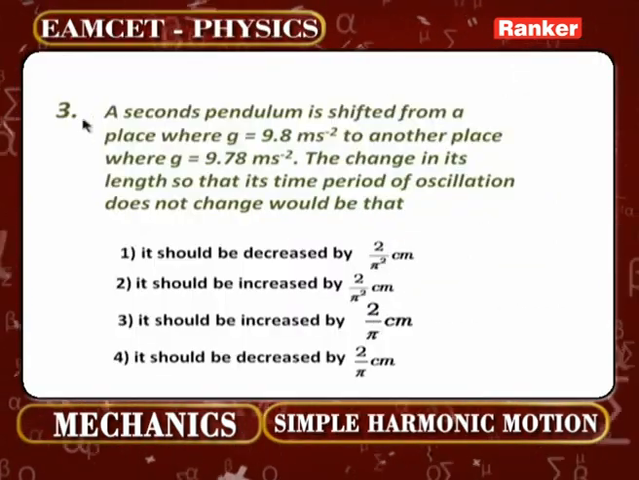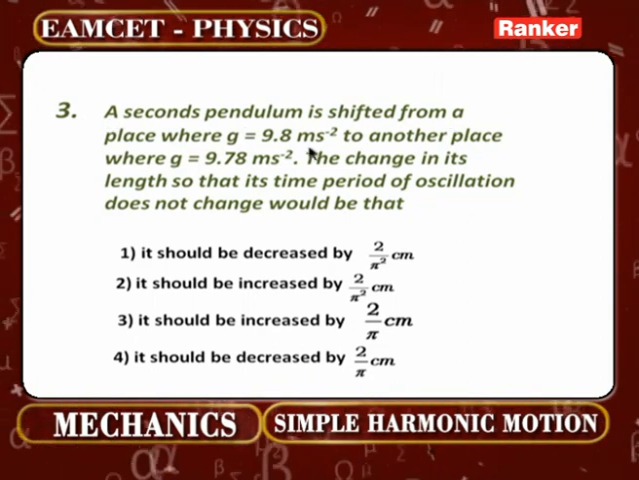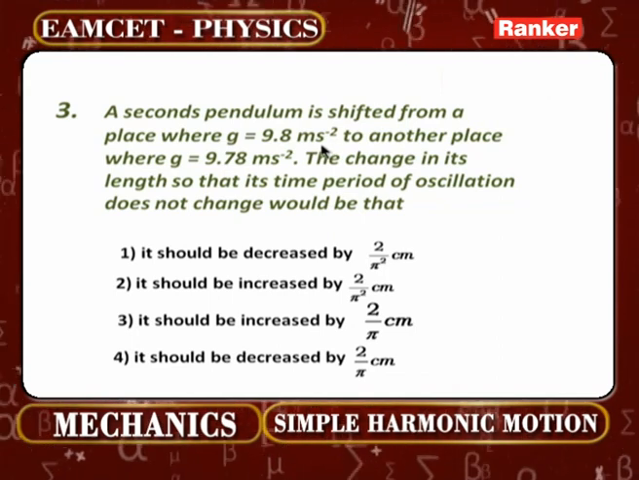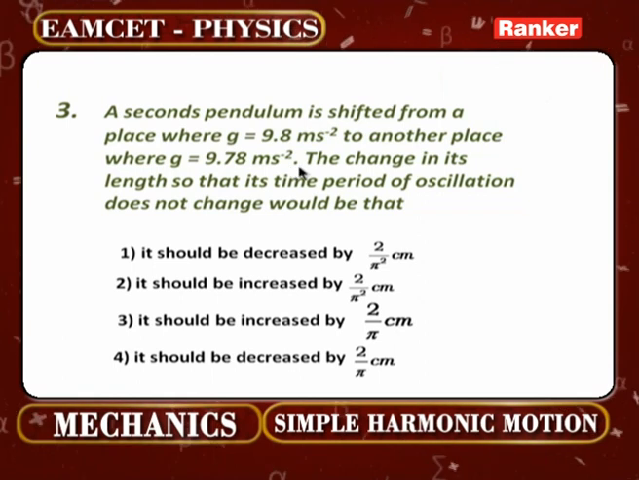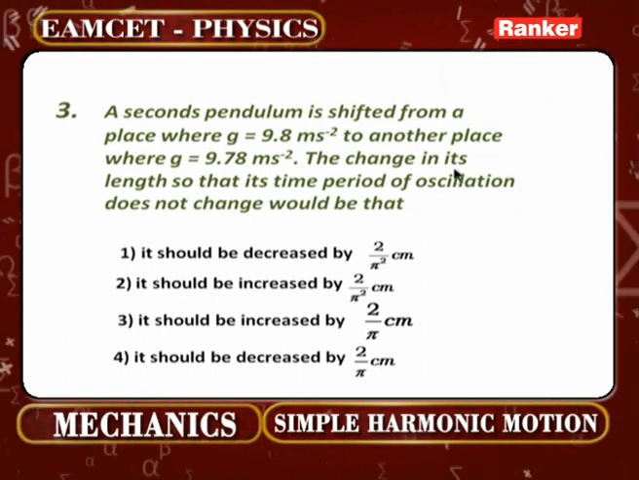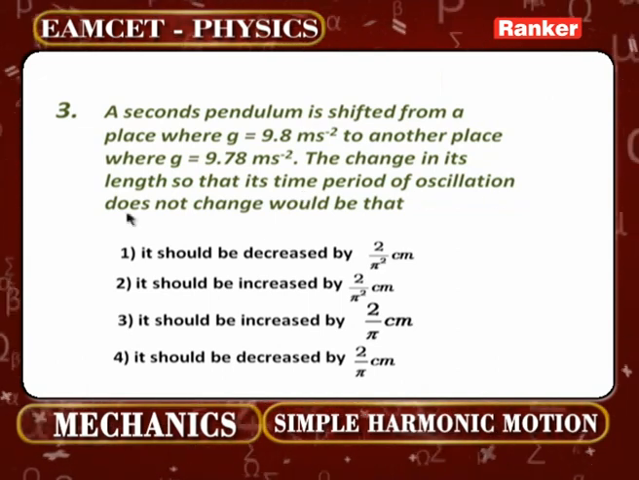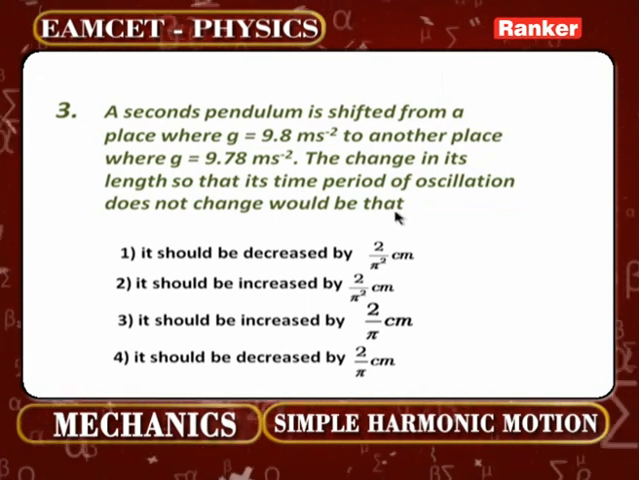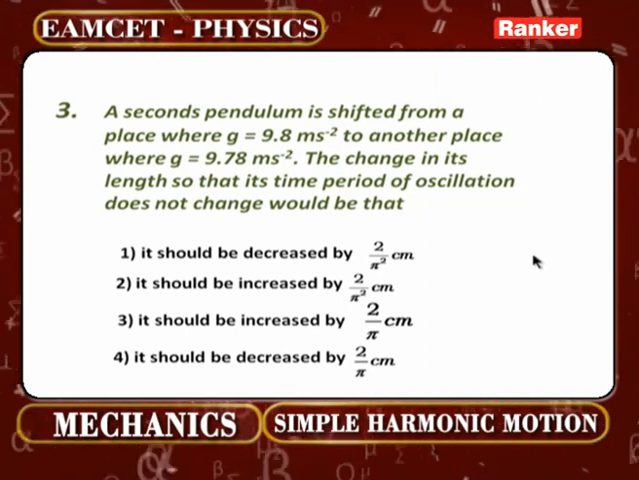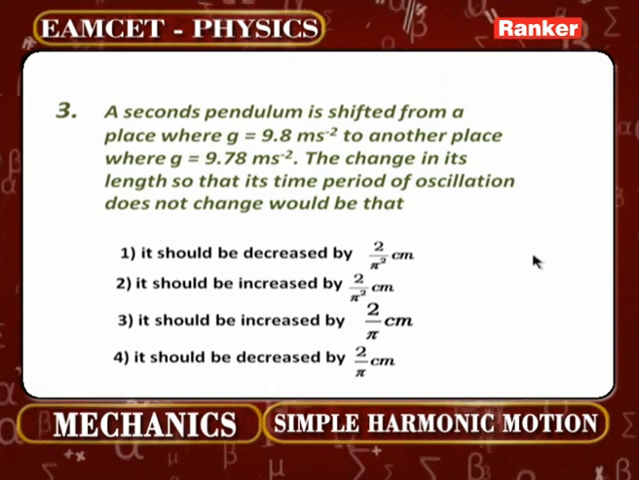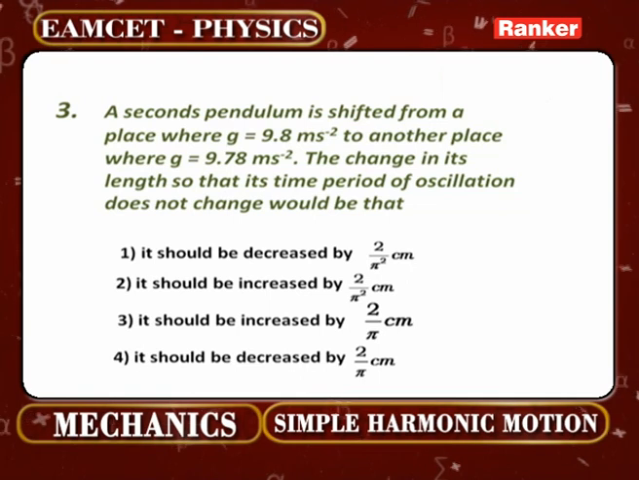Problem number 3. A seconds pendulum is shifted from a place where g is equal to 9.8 meter per second square to another place where g is 9.78 meter per second square. The change in its length so that its time period of oscillation does not change would be that. How much it increases or how much it decreases, that is the question being asked. But one thing should be remembered first of all, this question has been asked in one of the EAMCET examinations earlier.